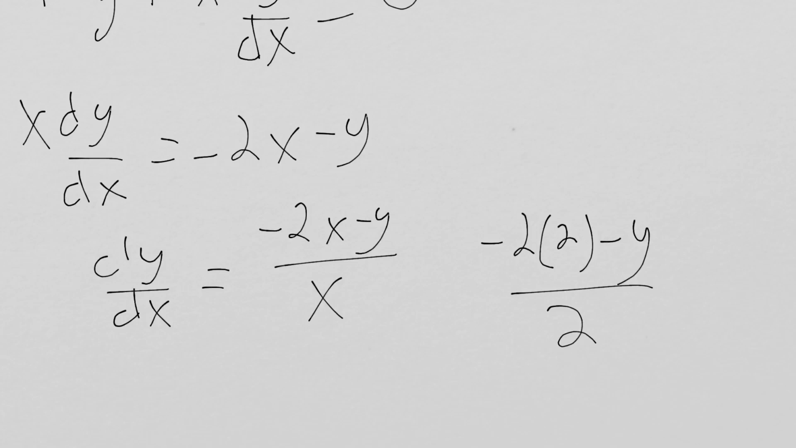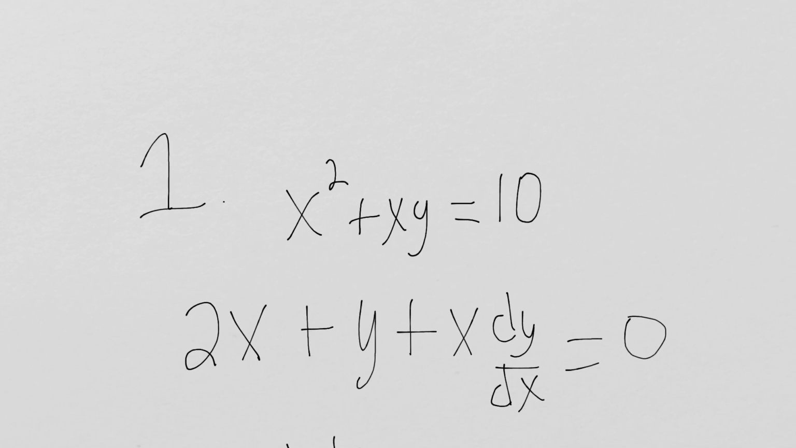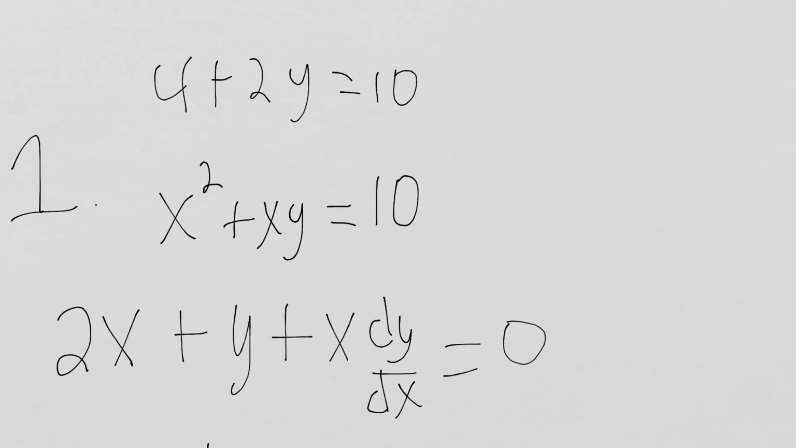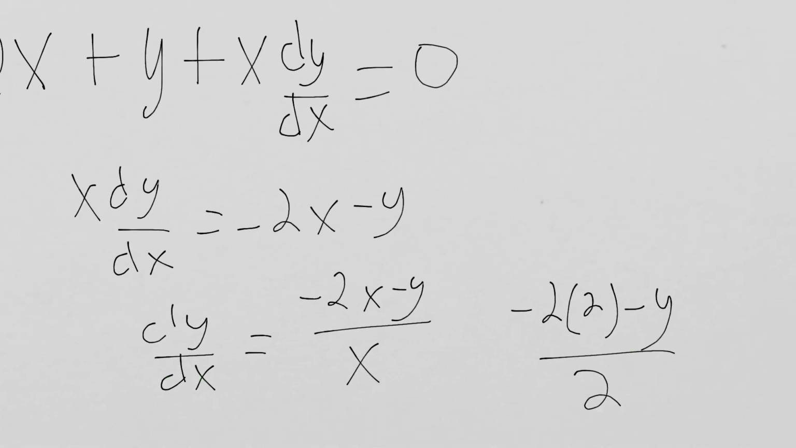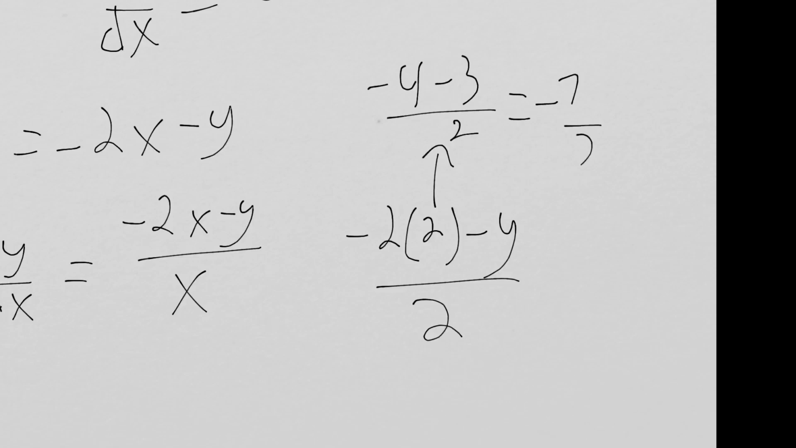Oh man, we need to know what y is, but we have a curve that gives us an xy relationship. So if we plug in x equals 2, we get 4 plus 2y equals 10, then 2y equals 6 by subtracting 4 over, and then y equals 3. Now we can plug that in. We get negative 4 minus 3 over 2, which is negative 7 halves. So that is answer A.